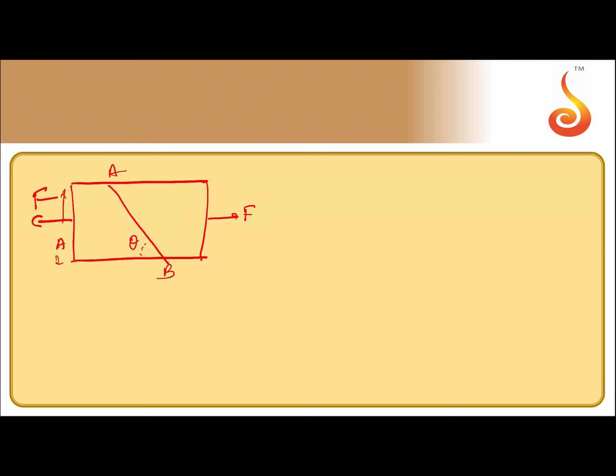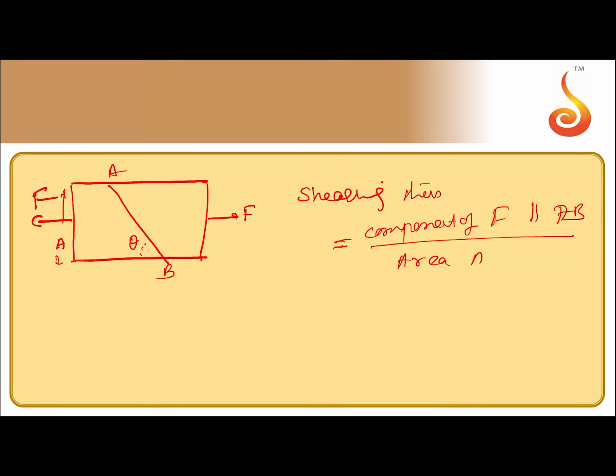Now, we are supposed to find out the shearing stress on the section AB. The shearing stress is equal to the component of force parallel to AB divided by the area AB. Let us simplify it further.